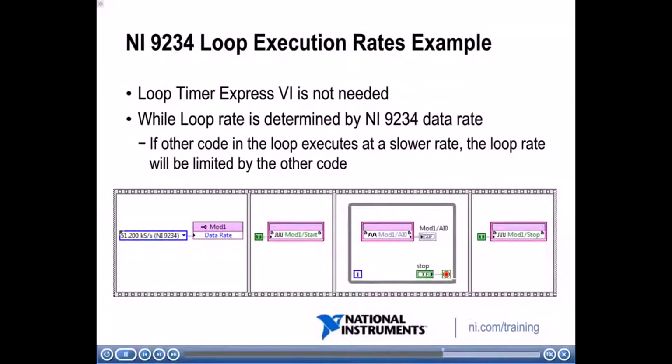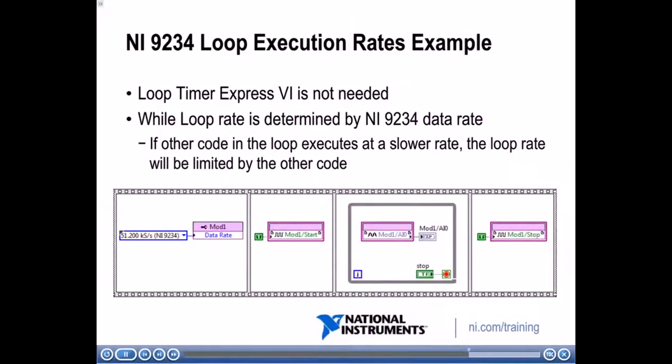In this slide, let's take an example of how we would programmatically set the data rate and what the application would typically look like. Because the NI9234 can use a data rate property to control the loop execution rate, we won't need to use the Loop Timer Express VI. So let's take a look at this. In the first frame, we are taking the data rate and setting it to 51.2 kilosamples per second.